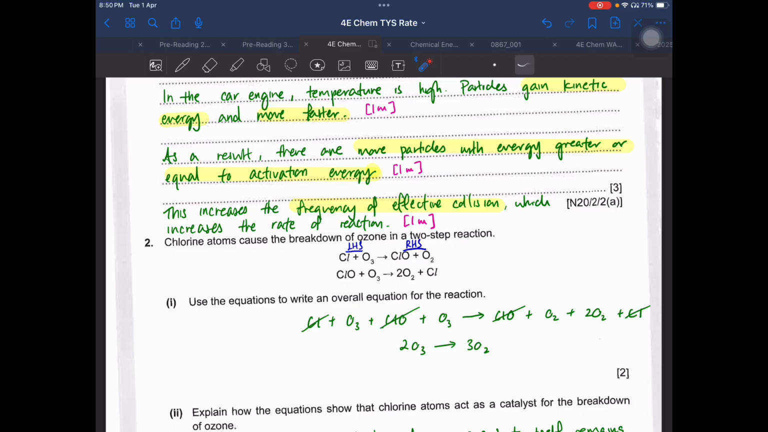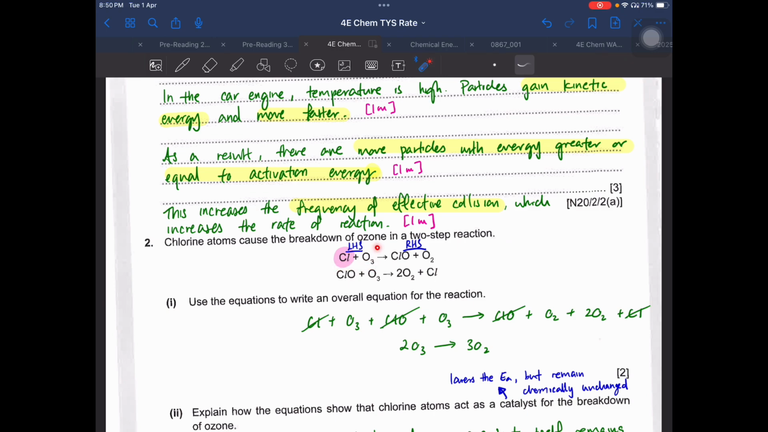Now, how does this whole question actually help us to understand how chlorine is acting as a catalyst? Now, you should know that in terms of definition, a catalyst actually lowers the activation energy required for the reaction to happen, but more importantly, they remain what we call chemically unchanged at the end of the reaction. So if you look at the equation above, right, what you'll notice is that the chlorine, which is the Cl, using this pink highlighter over here, what it did at the start was it reacted with ozone.